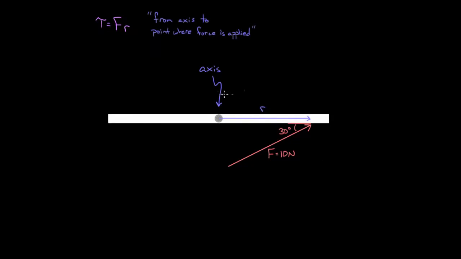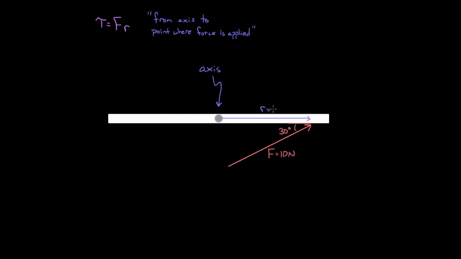Note that R is not the entire radius necessarily, and it's not the entire length of the object, always from the axis to the point where the force is applied. And technically this R is a vector. You can think of it as a position vector, but regardless, it points from the axis to the point where the force is applied. It doesn't point the other way. The direction is not toward the axis. The direction is always away from the axis to that point where the force happens to be applied to the object. So let's give this a number.